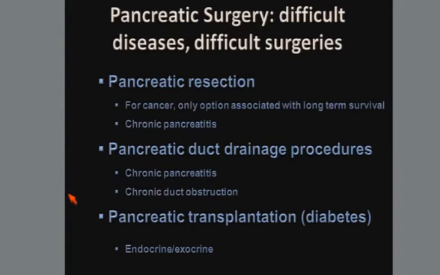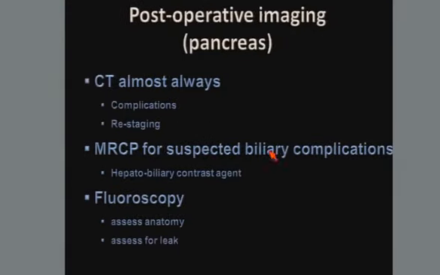Pancreatic resection is really the only way to impart a significant survival benefit or possible cure in patients with adenocarcinoma, and is occasionally used in the management of patients with chronic pancreatitis. In patients with pancreatic duct obstruction, chronic pancreatitis and chronic pain, pancreatic duct drain procedures are sometimes used. I'm going to talk about the postoperative appearance of both of those. I'm not going to talk about either autologous or whole organ pancreatic transplantation.